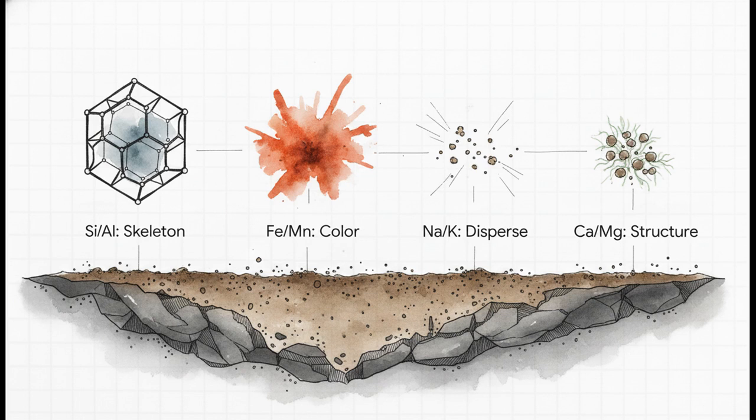Silicon and aluminum provide the rigid skeleton for secondary minerals. Iron and manganese dictate oxidation and literally paint the soil its characteristic red colors. Sodium and potassium act as dispersing agents, while calcium and magnesium have a flocculating effect, which basically means they clump particles together. That creates a highly stable structure that's ideal for plant growth.